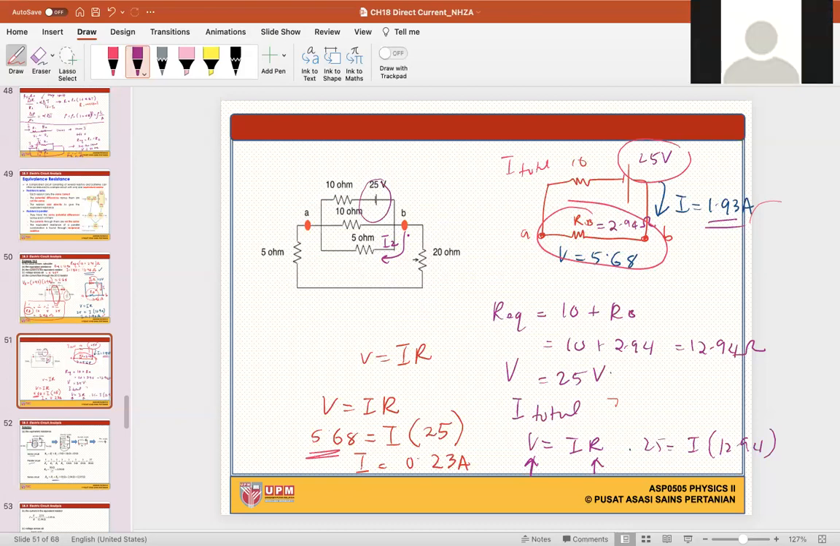Virus, what is the voltage that I should use to find I2? And what is the resistance that I should use to find I2? So what is the V? What is the R?